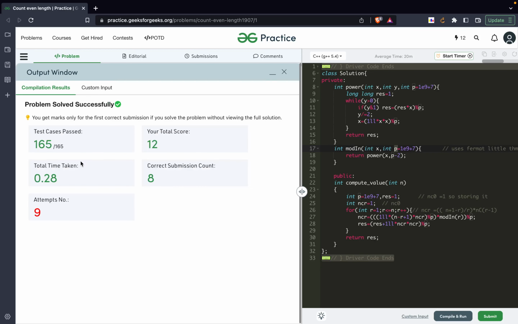Okay, so this takes just 0.28 seconds to compute, and all the test cases are passed as well. So our algorithm is correct. I hope you were able to understand all the concepts that were involved in this particular question. If there are any doubts, you can let me know.